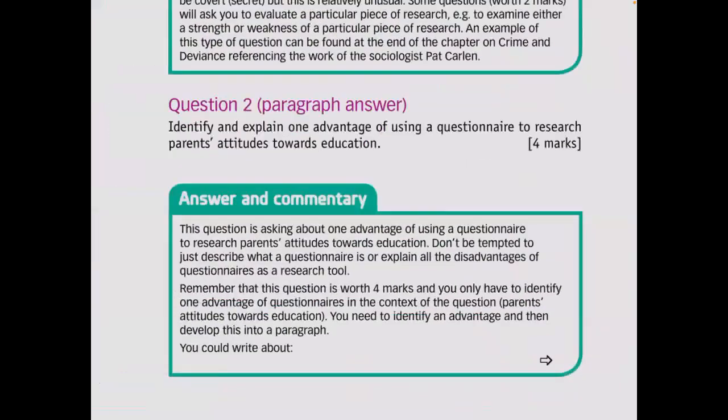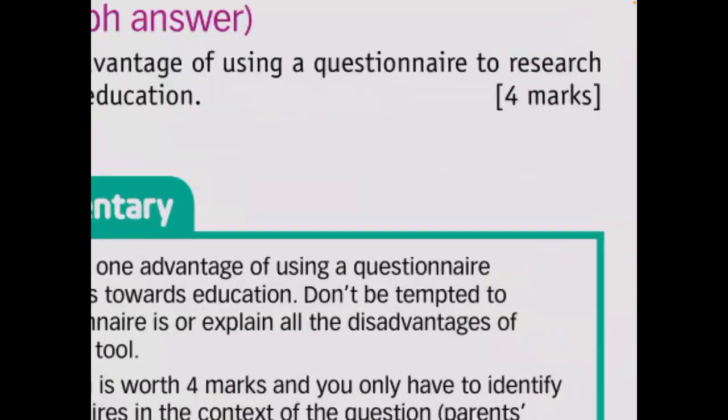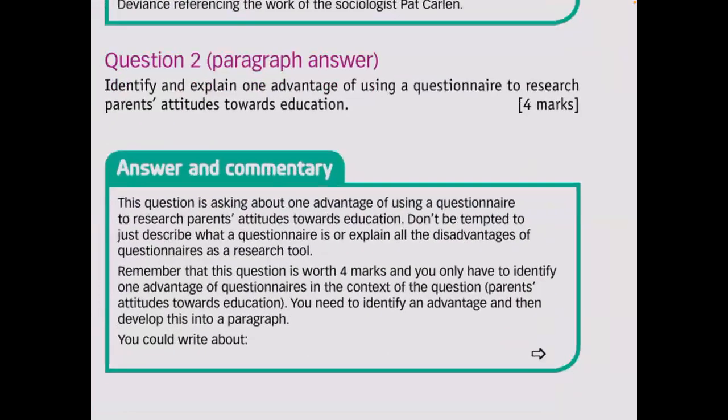If you look at the question which says, identify and explain one advantage of using a questionnaire to research parents' attitude towards education. In this four marker, as I explained to you, you're going to get 1 mark for identifying, 1 mark for explaining, and then 2 marks for relating it to this particular example that they've given, which was parents' attitude towards education. This is something that we have discussed and it is in the Google document.